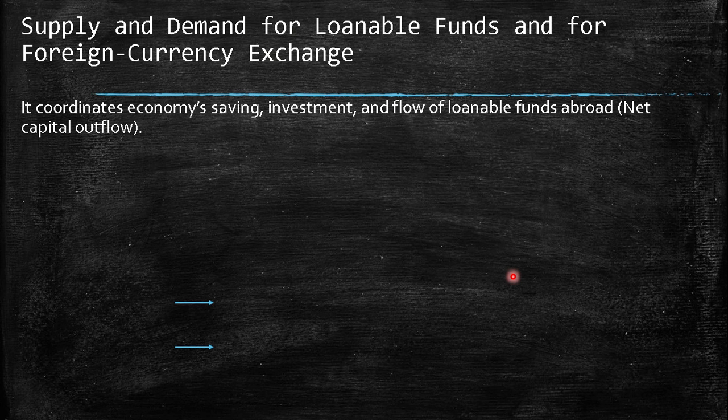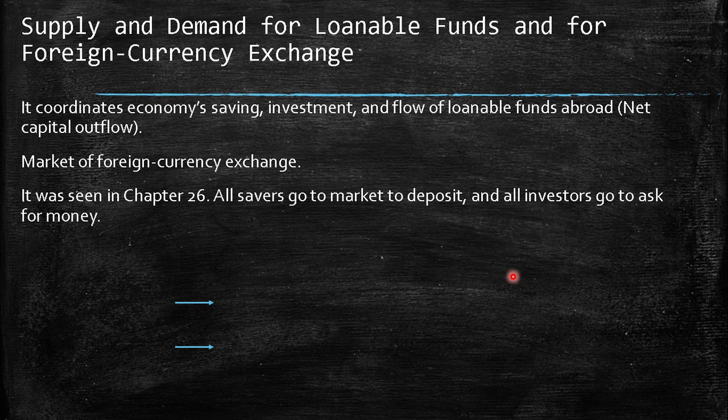First, the part for the loanable funds. It coordinates economic saving, investment, and the flow of loanable funds abroad, which is the net capital outflow. The other one that we're going to develop is the market for foreign currency exchange. As we have seen in chapter 26, all savers go to the market to deposit, and all investors go to ask for money. Here in an open economy, we start from the identity that saving is exactly equal to investment plus the net capital outflow.